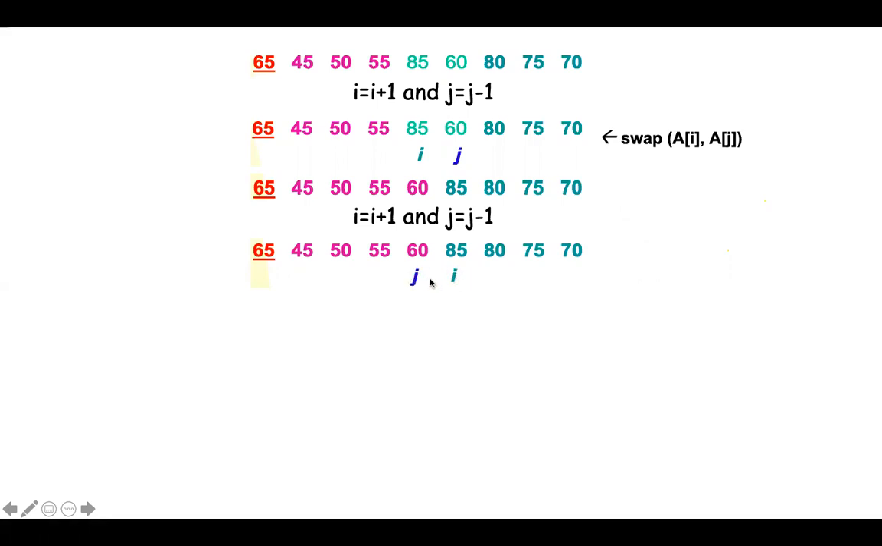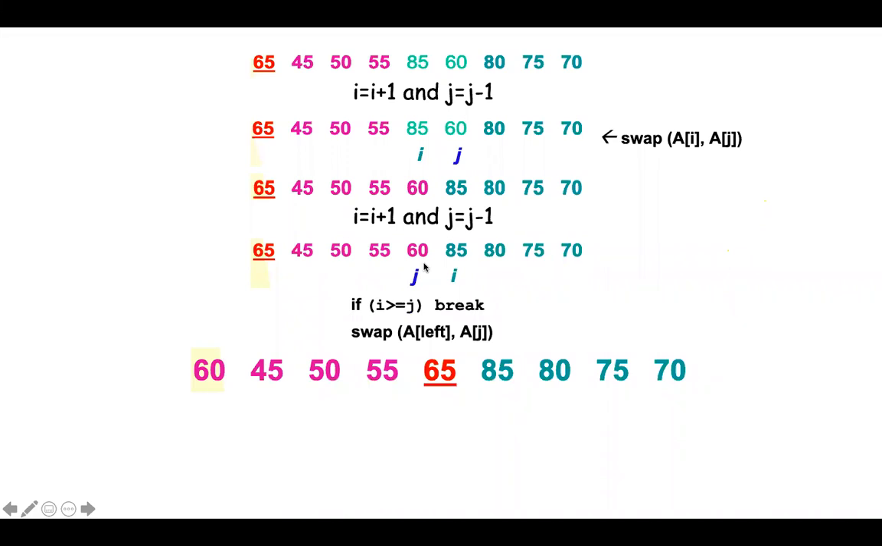When you arrive at this situation, what will we do next? We will stop incrementing i and decrementing j. We stop at this position. Then we replace this 60 with 65: a of j is copied to low, and low is copied to a of j. Is it clear? So we are at the end of pass one of the partition function.